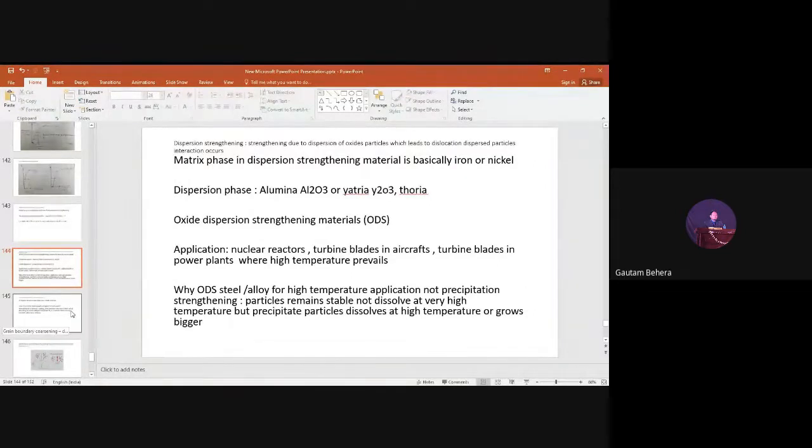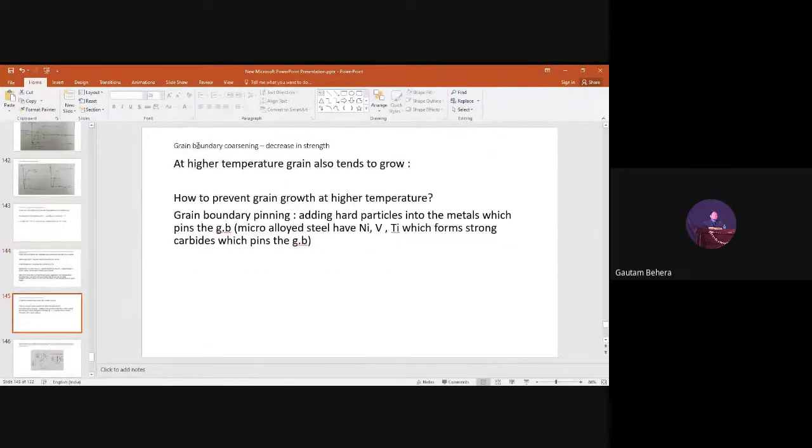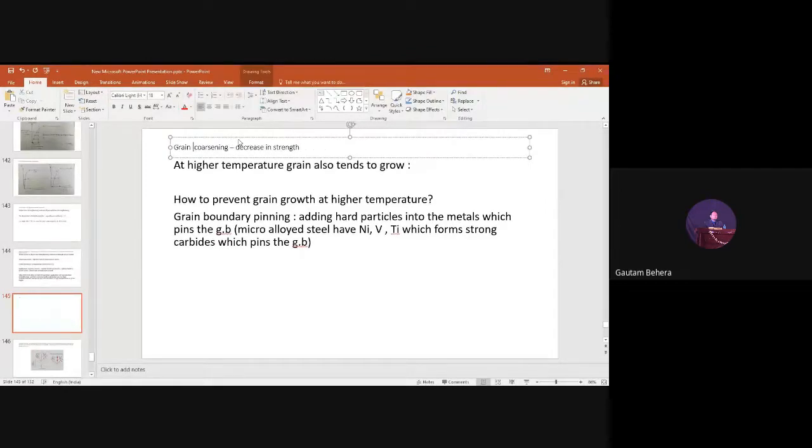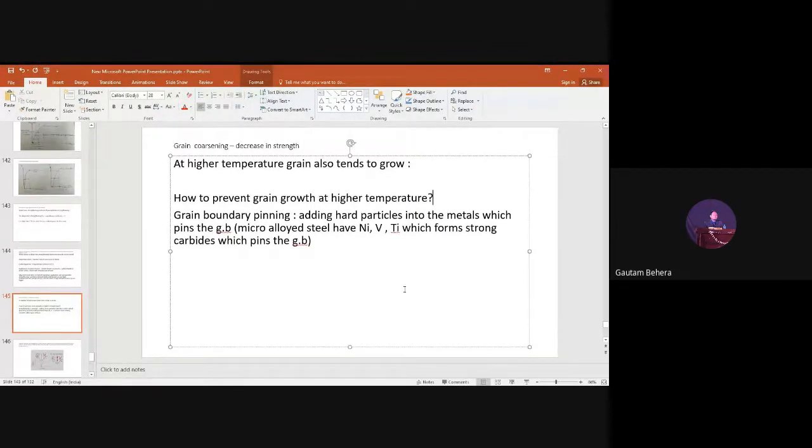Now another question is, what happens to the material at very high temperature? Grain coarsening will occur. That means the strength will decrease, right? At high temperature, grains also tend to grow. So now the question is how to prevent grain growth at high temperature. If you have heard about microalloyed steel, there we use a very small amount of alloying elements like vanadium and niobium, or titanium sometimes, right?